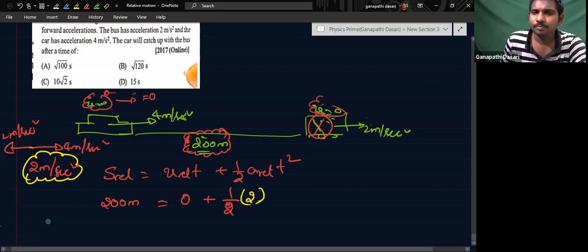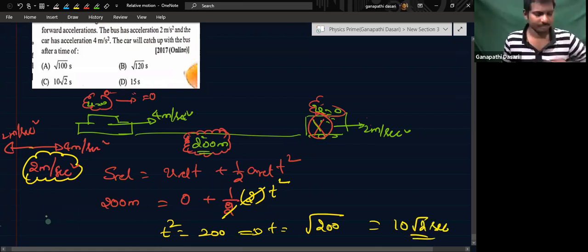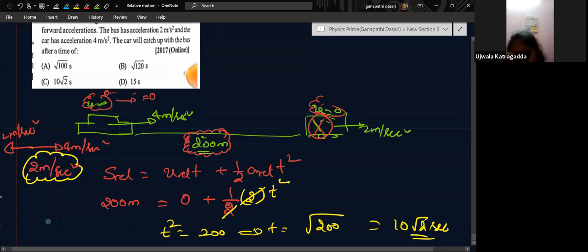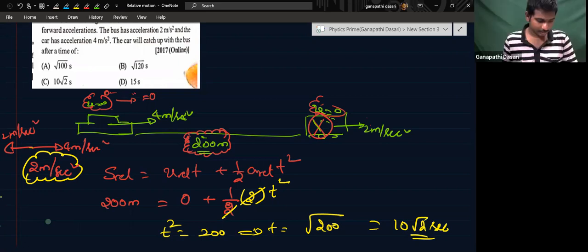So half into 2 into T square. What is the answer? This 2 can be cancelled, so T square is equal to 200, and that implies T is equal to root 200. That means the answer will be 10 root 2 seconds. Yes, sir, I got that. Varun, did you understand this question or not? Yes, sir. The answer to the fourth one will be C. This is the right answer.